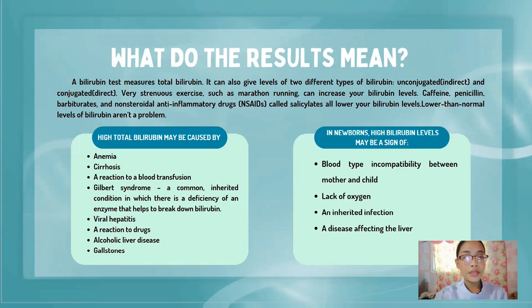High total bilirubin may be caused by anemia, cirrhosis, a reaction to a blood transfusion, Gilbert syndrome, a common inherited condition in which there is a deficiency of an enzyme that helps to break down bilirubin, viral hepatitis, a reaction to drugs, alcoholic liver disease, or gallstones. In newborns, high bilirubin levels may be a sign of blood type incompatibility between mother and child, lack of oxygen, an inherited infection, or a disease affecting the liver.